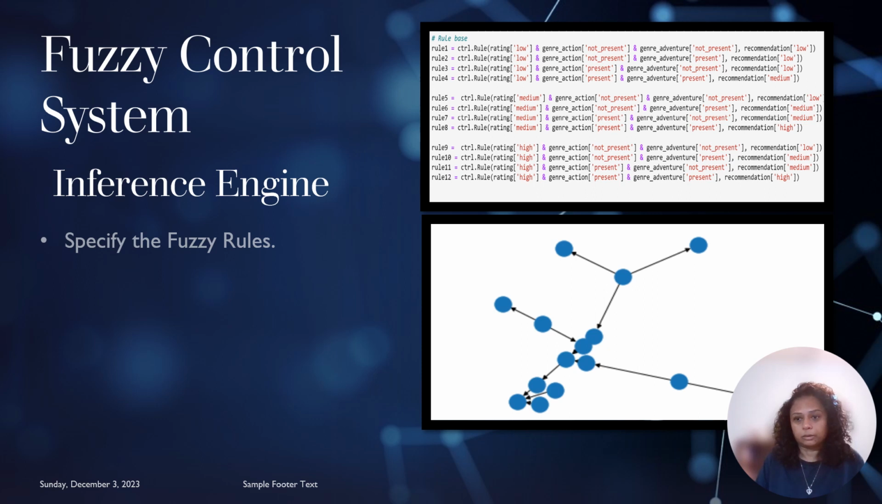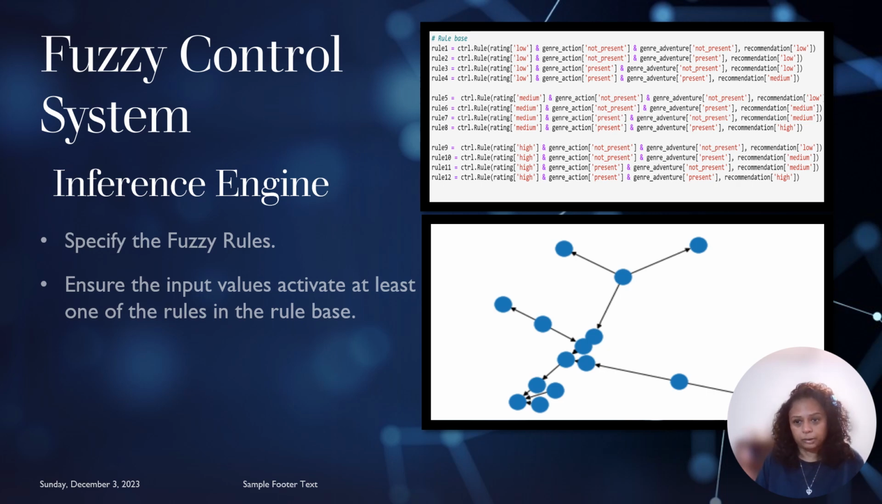Inference engine: here we need to specify the rules by which fuzzy inputs are connected to the fuzzy output. And the rules look like this. If the rating is low and action genre and adventure genre are not present, then the recommendation is low. If the rating is low and action genre is not present and adventure genre is present, then the recommendation is low. Or if the rating is low and the action genre is present and the adventure genre is not present, then the recommendation is low. In a similar way, there are four rules for each of the low, medium, and high ratings, and the complete list we can see over here.